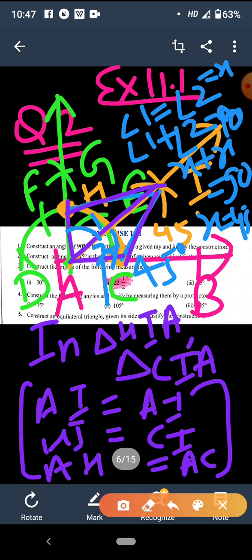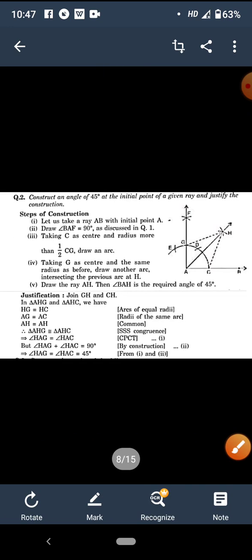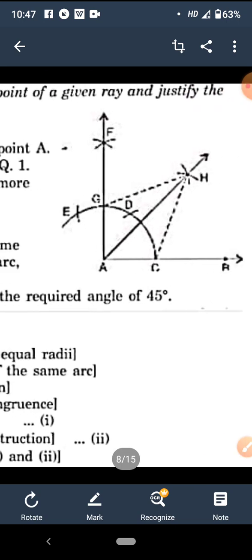So this is a justification. Justification means you are proving it. You can see from here also the question number 2 what we have done. In this manner you will prepare question 2.